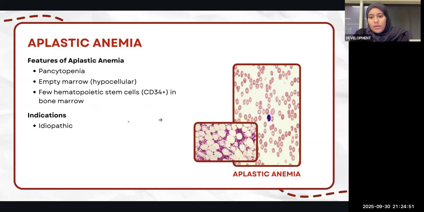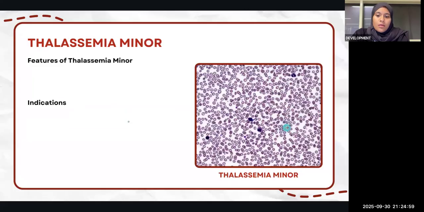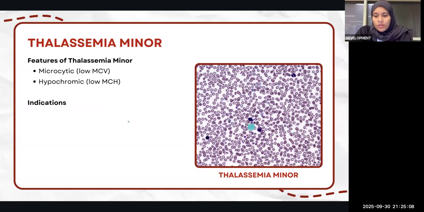Indications, it's idiopathic. Idiopathic means that there's no known cause to what causes aplastic anemia. It just occurs spontaneously. Okay, thalassemia minor. Honestly, all you need to know, it's microcytic, hypochromic. This is how it looks like, microcytic, hypochromic. It's genetic. It's kind of low yield, but it does come in exams, especially this picture.